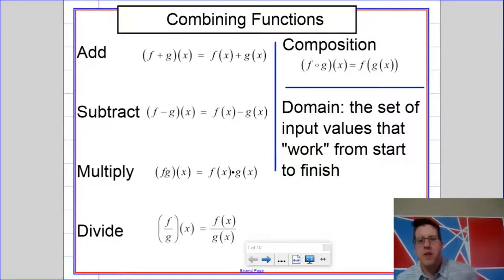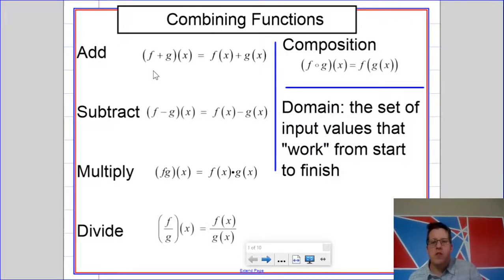Okay, this video is on combining functions, and today we are going to go through the 5 ways that you can combine functions. 4 of them are going to be relatively simple, and the 5th one is a bit of a challenge. In this video, we are going to focus on the nuts and bolts of how to add, subtract, multiply, divide, and compose functions. And then we will spend some time later talking about how to find the domain.